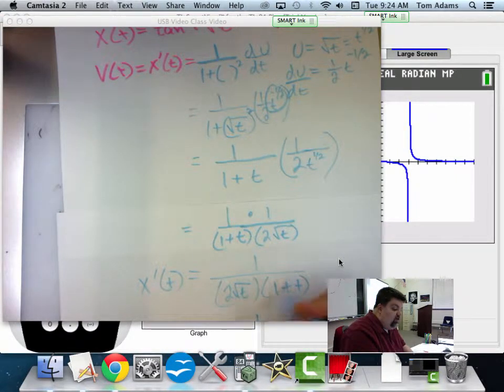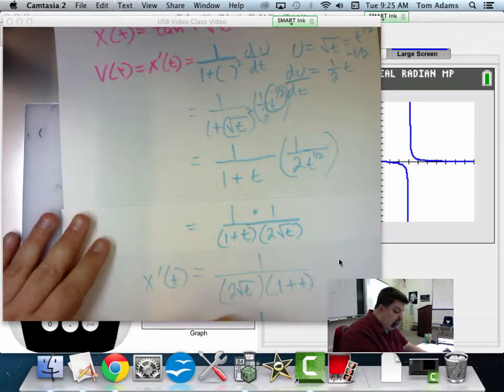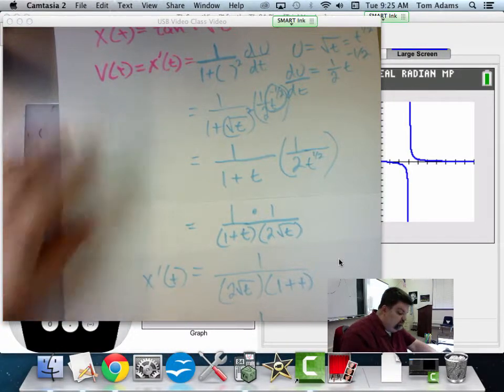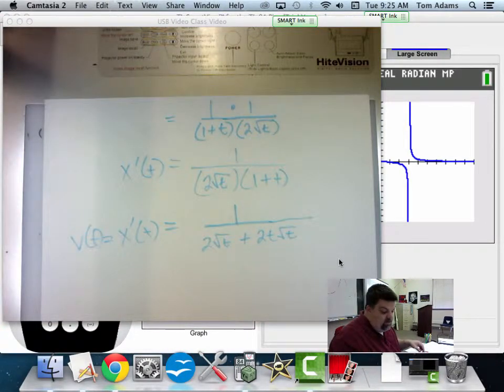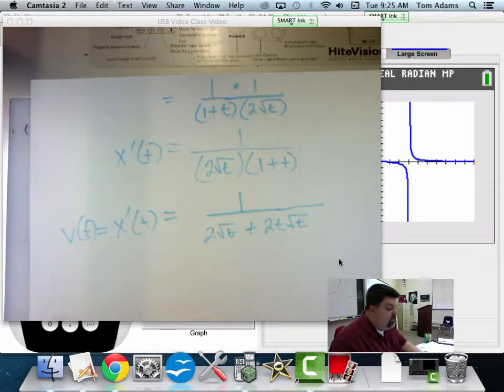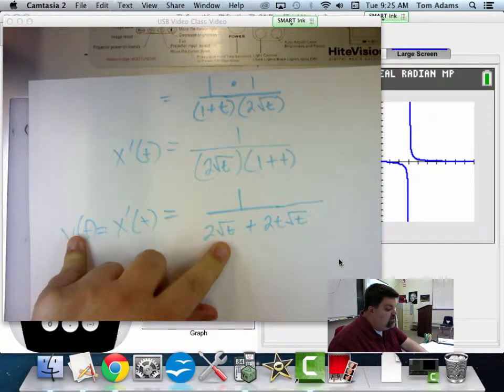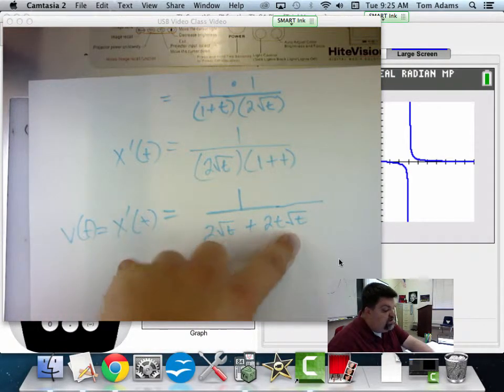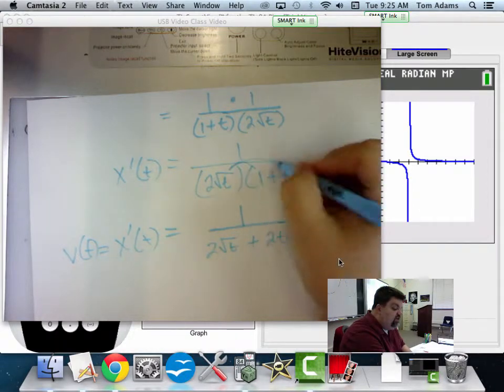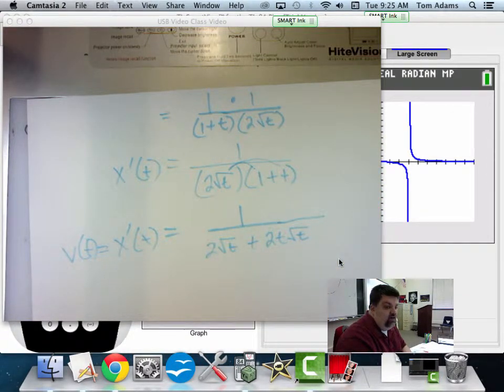I could say 1 over, and if I push that through, I get 2 root t, and then plus, this one doesn't get any cleaner. It's like 2t root t. Your textbook does it a little different, but this is the velocity. So I did all that work, but it wasn't a lot of work. I'm just taking the derivative. So v of t is equal to x prime of t, which is equal to 1 over 2 times the square root of t, plus 2t times the square root of t. And I just distributed that through the parentheses.